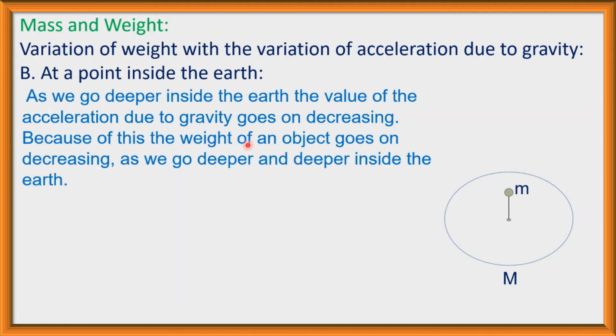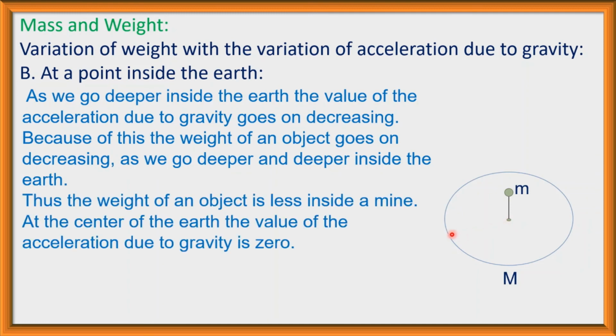Because of this, the weight of an object goes on decreasing as we go deeper and deeper inside the earth. That is, if we go deeper and deeper, then the value of g is decreased, and therefore weight is also decreased. And at the center it will be 0. From the surface of the earth, the value of g is gradually decreased, and finally at the center of the earth g is 0. That is, there is no attraction at the center of the earth. Thus, the weight of an object is less inside a mine.